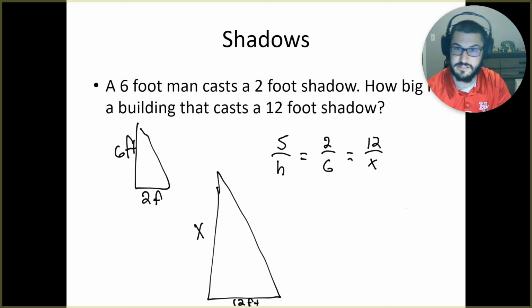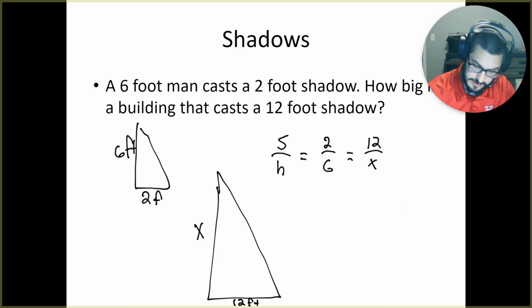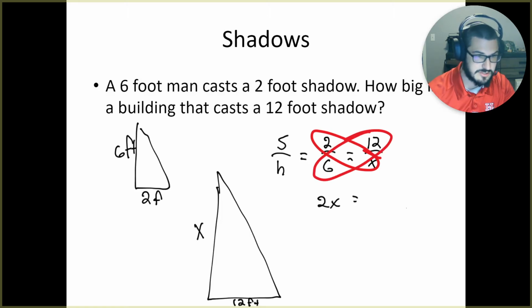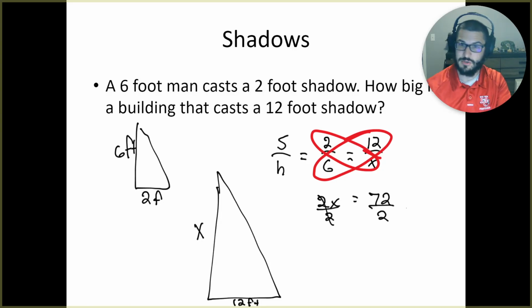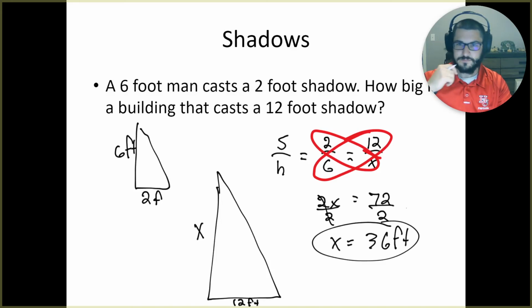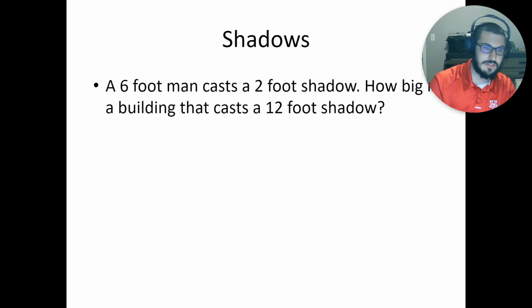Sorry, my headset cut off. Then I can cross multiply. So I've got here 2x equals 6 times 12, which is going to be 72. Divide by 2 to cancel out my 2. I've got to do that to both sides. And x equals 36 feet. Okay. If you were unsure about how I did that, you might want to jump back and check out the algebra video. Make sure that you are solid on those.